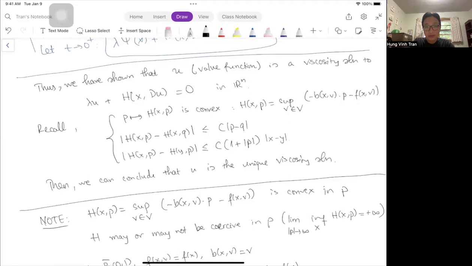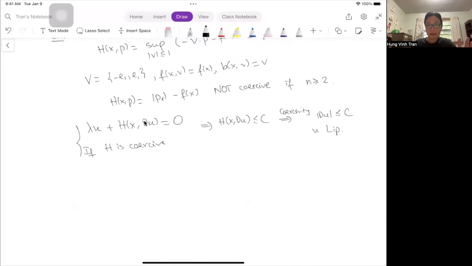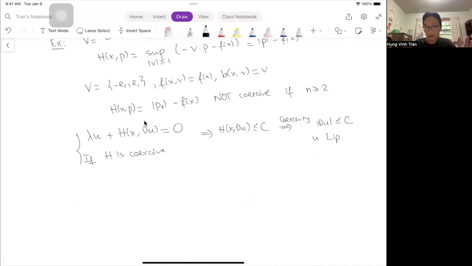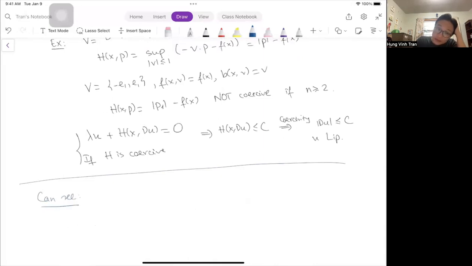Okay, so let me think. Maybe let me write down this result, and then I'll leave it for later. Maybe I'll give it to you as an exercise, which is not so hard. What you can see easily from this formulation is the fact that u is bounded.